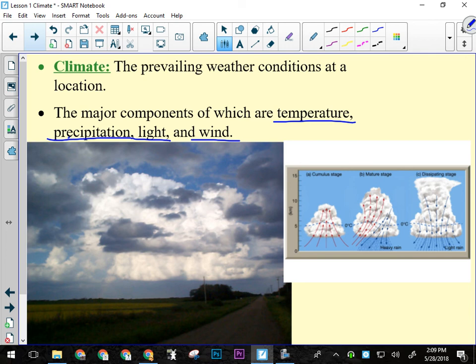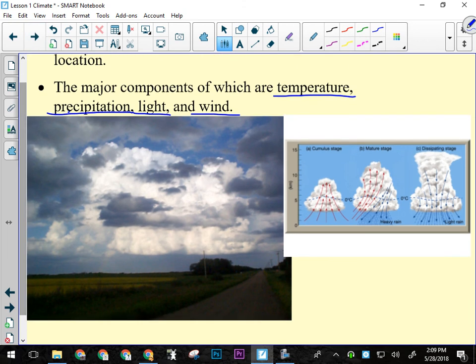So the components of climate, the 4 things we describe are temperature, precipitation, light, and wind. Does that lend itself easily to a multiple choice question? Definitely. Okay, so definitely know those things. All right, the interaction of these things is what produces local weather, right?